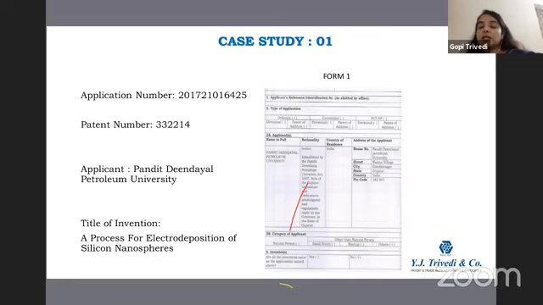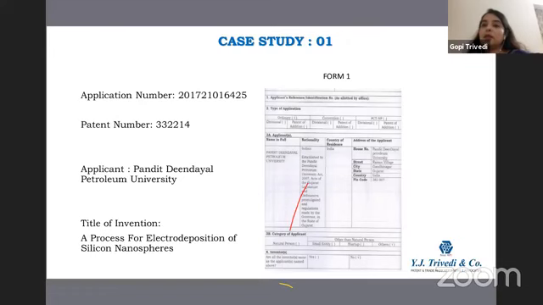Eventually the patent was granted, so I'm mentioning the patent number. Here the applicant is Pandit Deendayal Petroleum University. And if you look at the type of applicant, it is established under the Petroleum Deendayal University Act. So it's an institute, with its proper address mentioned in Form 1, which is on my right-hand side.